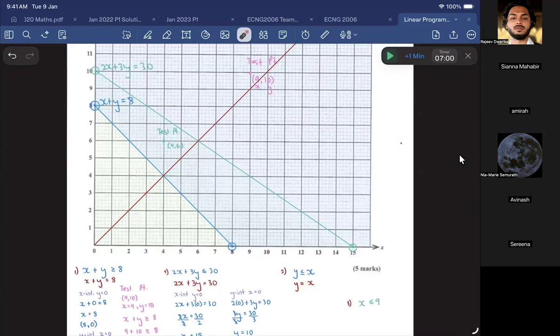Any point you pick, watch. Over here is 1, comma 1. Over here is 2, comma 2. Over here is 6, comma 6. Over here is 9, comma 9, right? Over here is 11, comma 11.